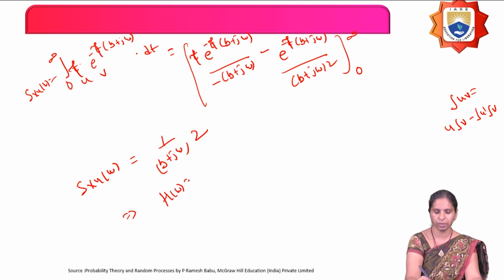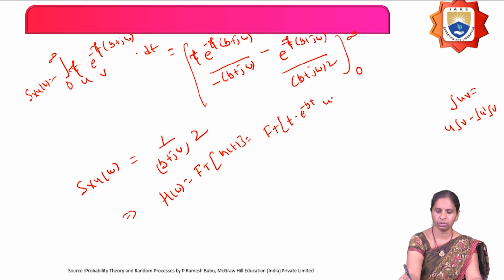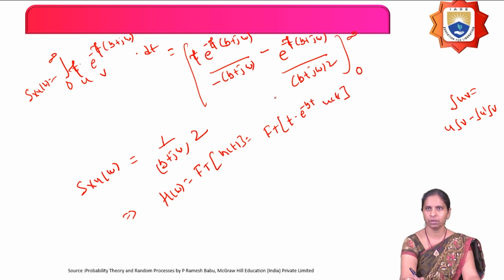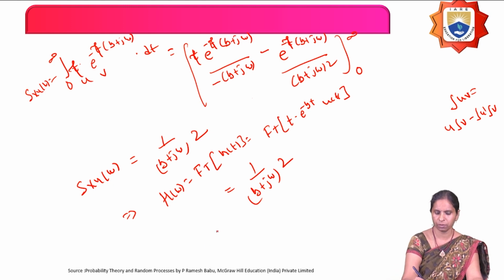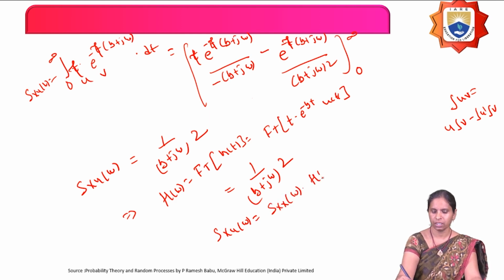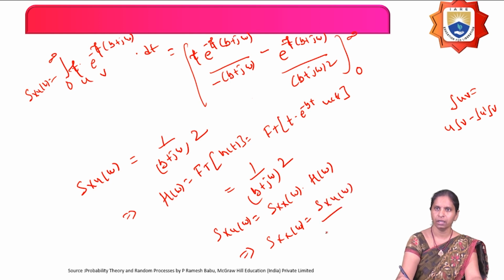Similarly, what is h of omega? Fourier transform of h of t. What is h of t here? t into e power minus bt into u of t. It is the same, only in place of tau we have t here. Therefore, what is the answer we get? 1 by (b plus j omega) whole square. Then Sxy of omega, the cross PSD, is equal to the PSD of the input into the transfer function h of omega. So from that, Sx of omega equals Sxy of omega by h of omega.